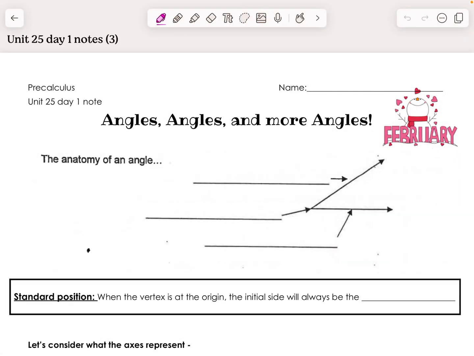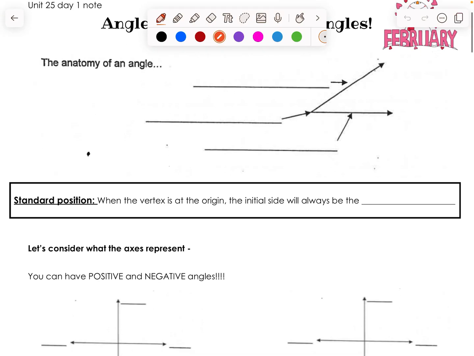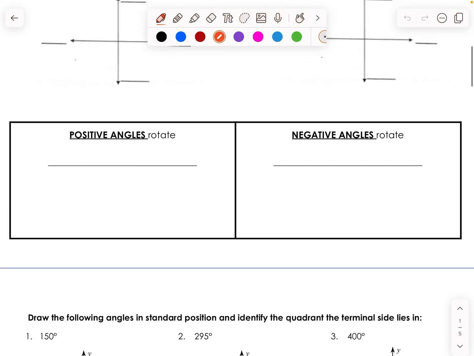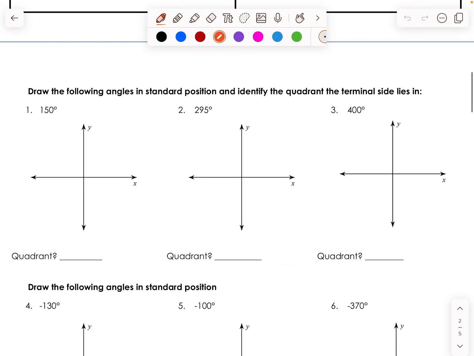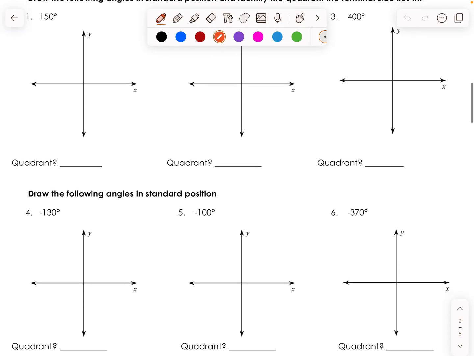Welcome. We are going to be starting the next unit, which is getting into the unit circle. Fill in the notes as you need them. We're going to have some practice. You're going to see degree measures coming back, the x-axis and the y-axis.